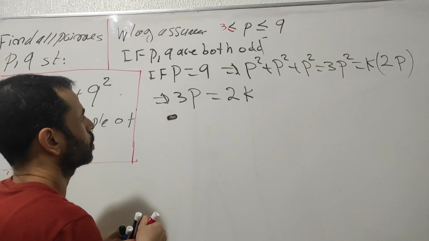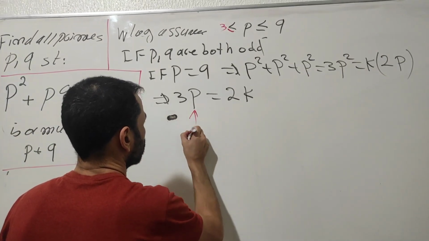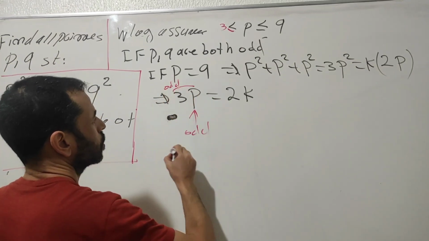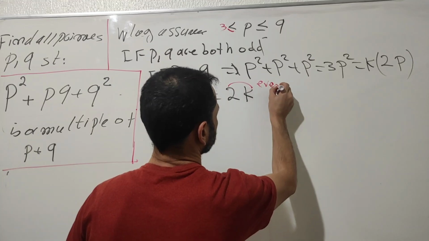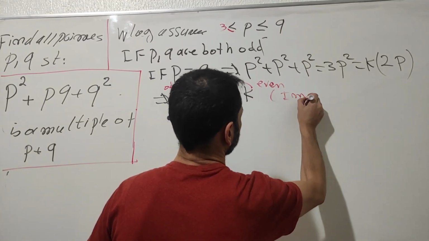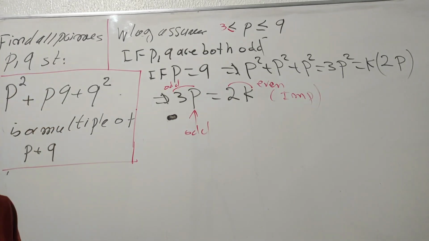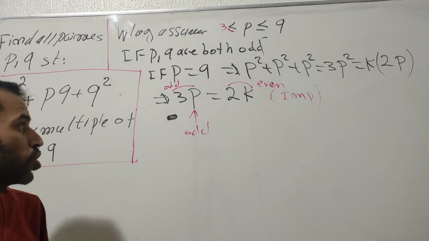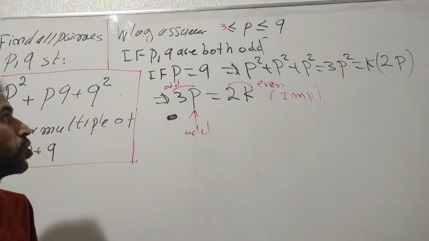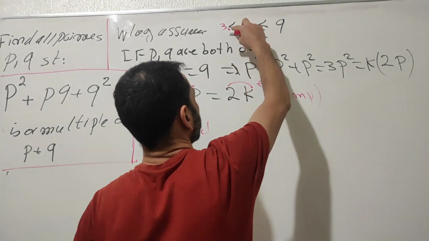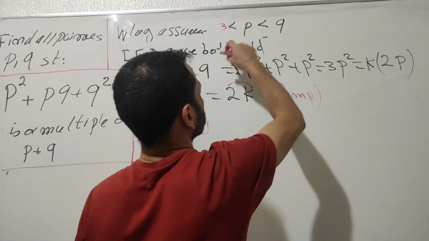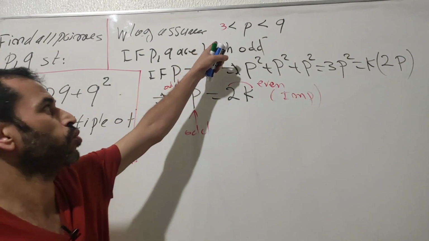But remember, this one was odd, which means the left hand side of this equation must be odd, but this one is even, which is impossible. Which means we cannot have any equality in p and q, since we find this contradiction. So p and q are both odd, and they are not equal to each other. So we are going to fix this inequality into a strict inequality like this. Now this is the assumption we are going to work on.